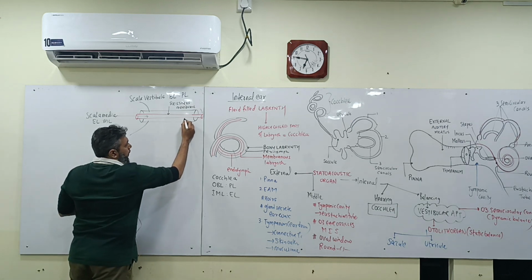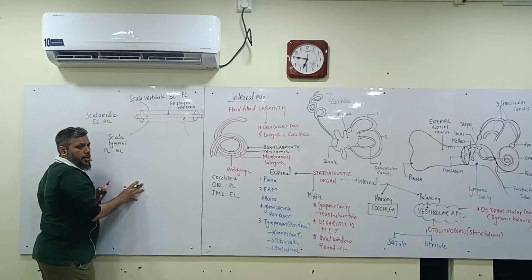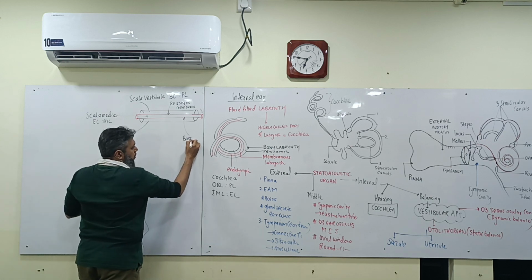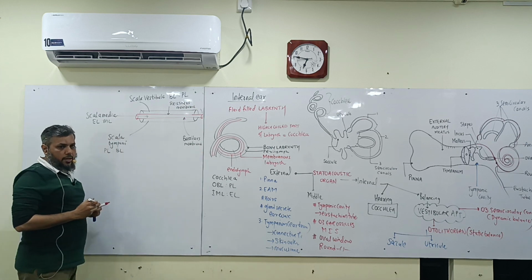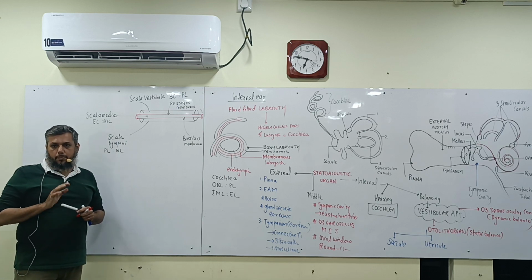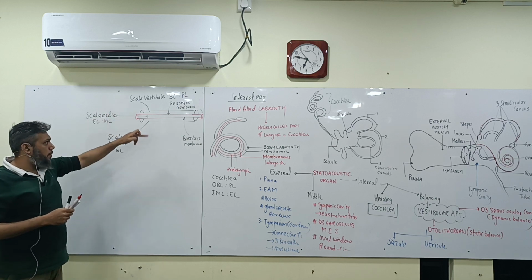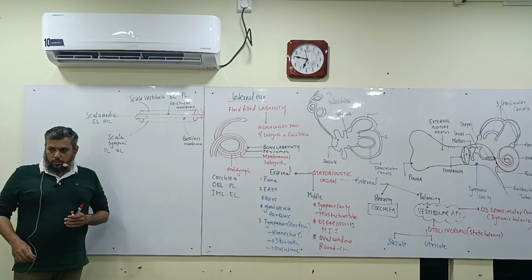And look at this membrane over here, guys. It is separating the scala media from the scala tympani. And this membrane is called the basilar membrane. What do you call it? Basilar membrane. So the basilar membrane separates the scala media from the scala tympani. So 4 new names, 5 in total: 1, 2, 3, 4, 5. Yes, please remember all their names. Okay.